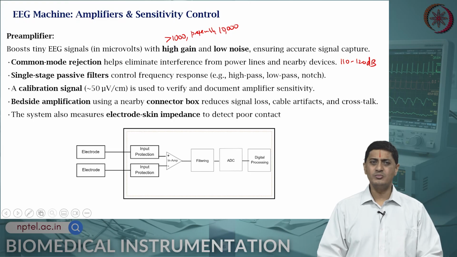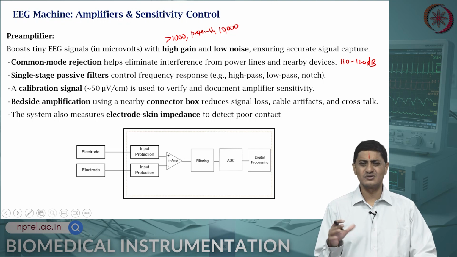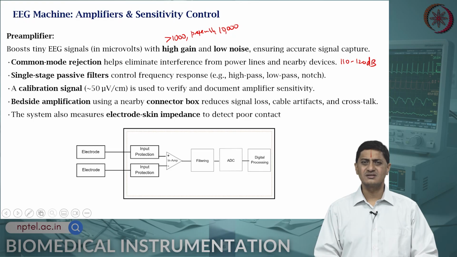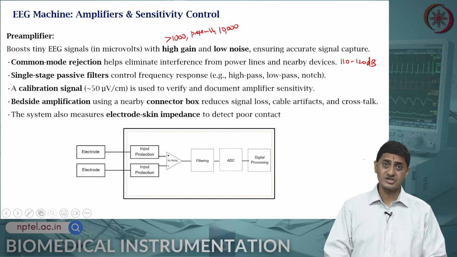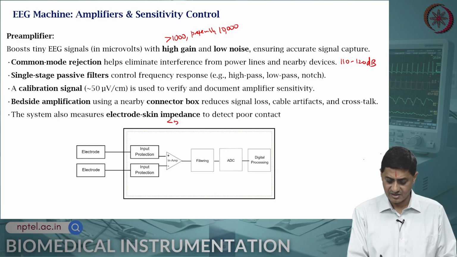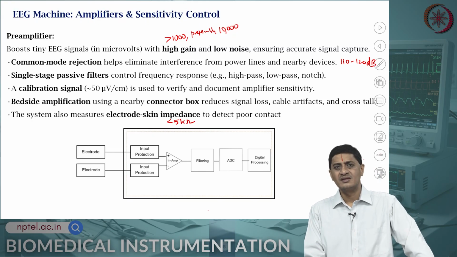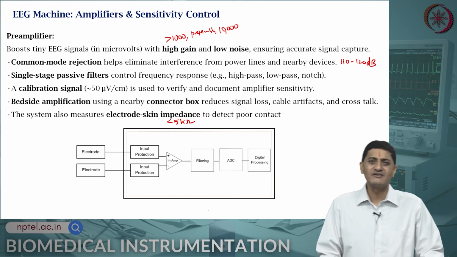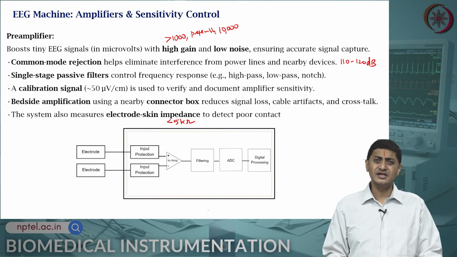And it must do bedside amplification using a nearby box, connector box or electrode interface box that reduces signal loss, cable artifacts and crosstalk. It must also be able to measure electrode skin impedance. I already mentioned skin impedance must be below 5 kilo ohms for EEG to detect poor contact. Sometimes if you are using gel, after some time what you will have is loss of contact of the electrode. So, you may have to reapply gel over long periods.